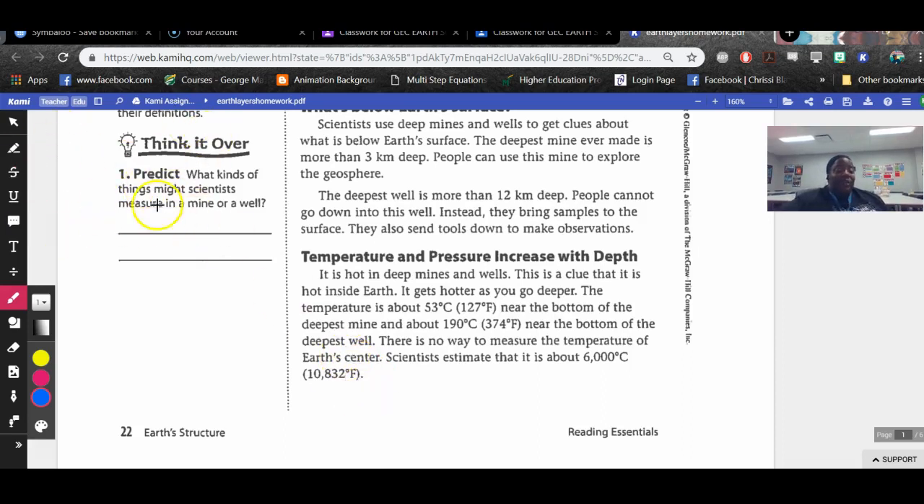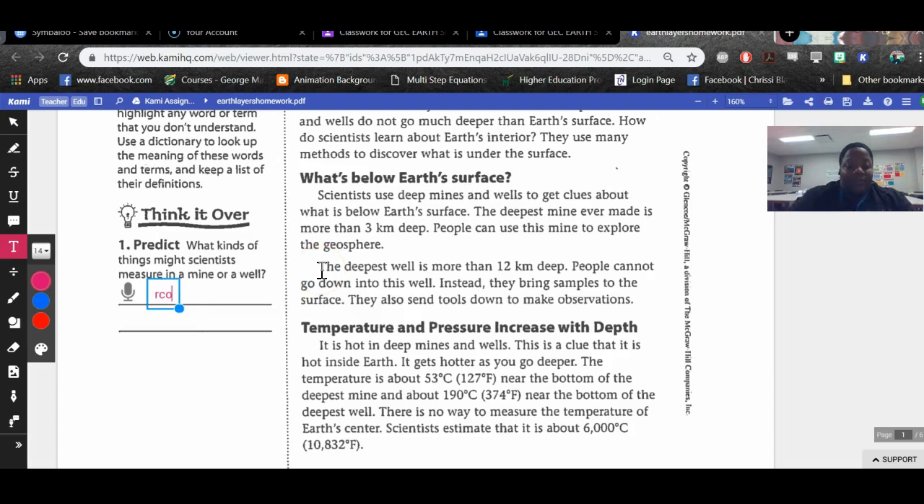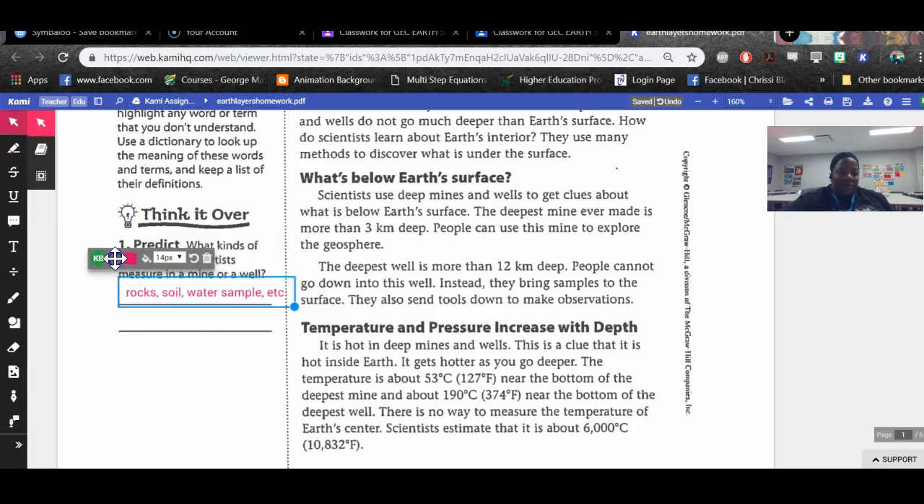Prediction question. What kind of things might scientists measure in a mine or a well? So what type of things would scientists measure in a mine or a well? Think of things that would be in a mine or well. For instance, in a mine, you might find some rocks, or the soil. And in wells, you get a water sample, etcetera. Or you can think of some other things on your own as well.